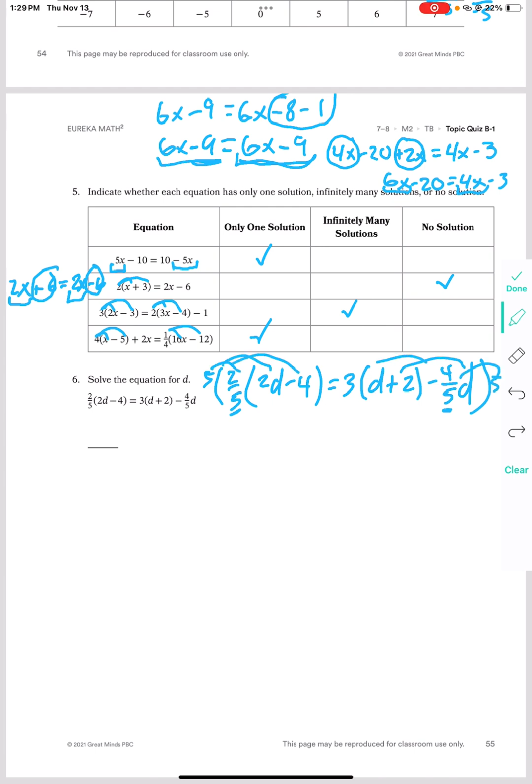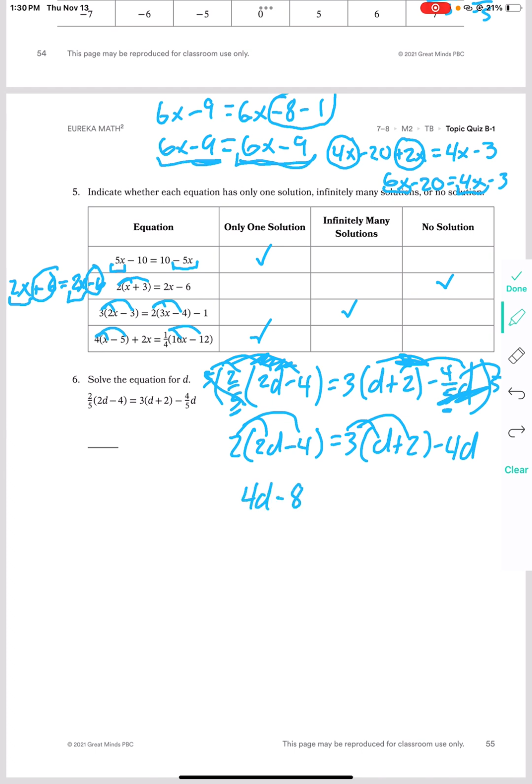So when I multiply everything on the outside of the parentheses times 5, actually, not everything times 5, just the things in the first set of the parentheses times 5. Okay, so if I multiply this times 5, this cancels out to give me 2d minus 4 equals 3, open parentheses, d plus 2. It's going to cancel out there to give me negative 4d. All right, then I distribute again on both sides. So then that's 4d minus 8 equals 3d plus 6 minus 4d.